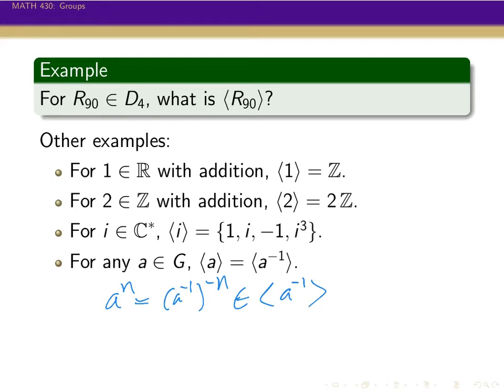On the other hand, if you have a inverse to the k, this is going to be the same thing as a to the -k. So it's in the cyclic subgroup generated by a. And so a to the n represents a general element of brackets around a. a to the -1 to the k, that's a general element of brackets around a to the -1. So by double inclusion, anything in one is in the other. And so the sets are equal.